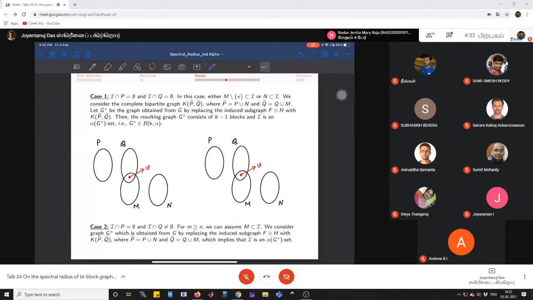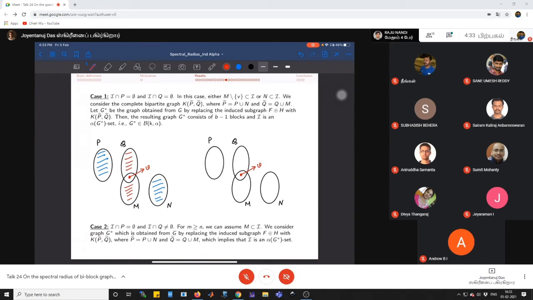So next, since both are empty, we'll consider here P union with N, and Q union with N. If I consider this, then if I join these two blocks, the number of blocks will reduce to B minus 1, and the result follows using induction.